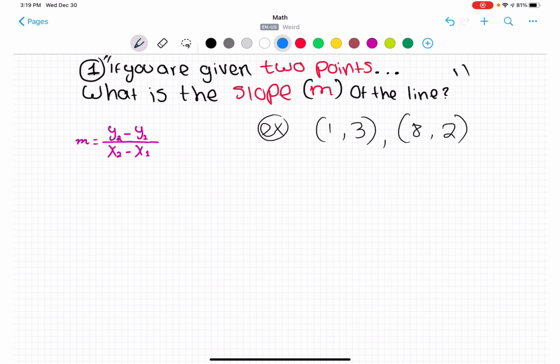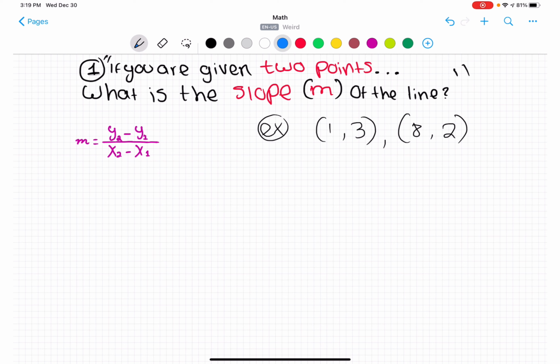So if you're given 2 points, what is the slope of the line? Okay, so they're going to give you 2 points just like that. And the first thing I notice when they're giving me 2 points in a problem and nothing else, and they're asking for the slope, I think of this formula right here: y2 minus y1 over x2 minus x1. So I have this example right here so I can work on it so you guys can see how to use it.